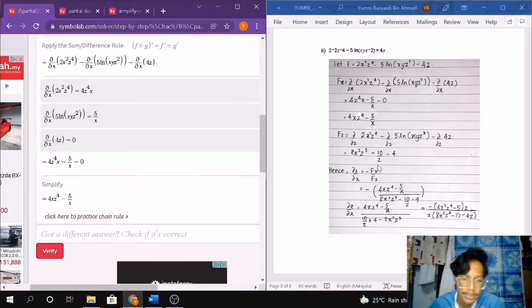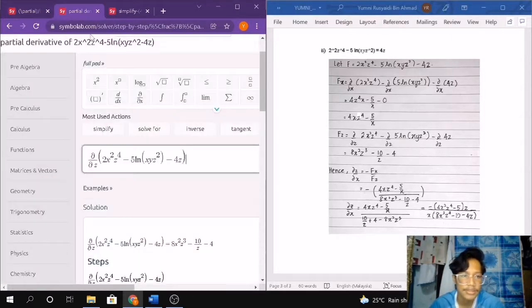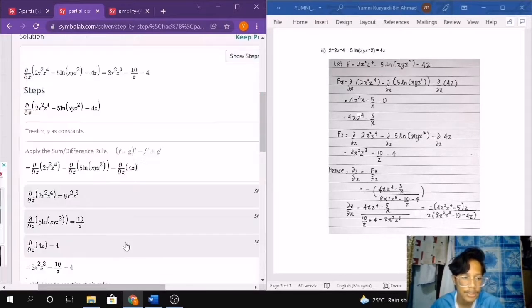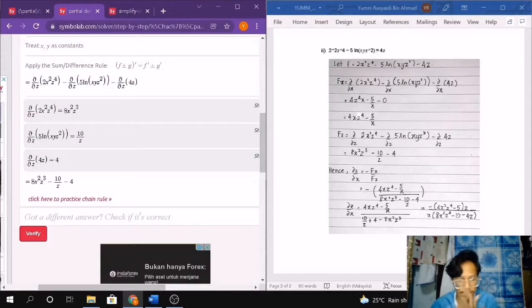So for the fx, it is proved. And then for the fz, also do the same method. Just change to delta over delta z. Click for the simulation, and then put the equation. Click go. It will show the answer 8x squared z to the power of 3 minus 10 over z minus 4. For the calculation we also got the same answer.